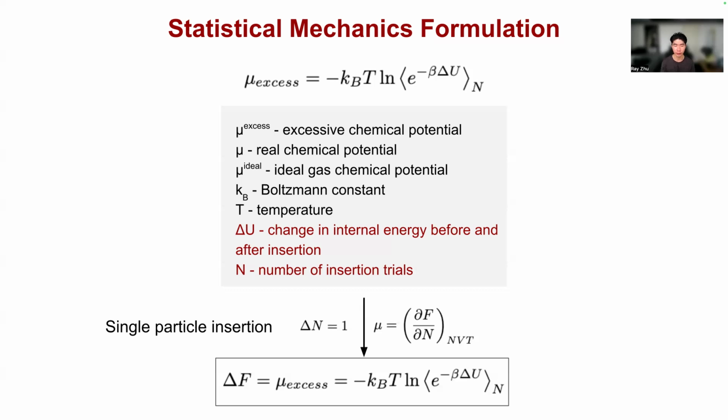And since we're dealing with single particle insertion, the change in the number of particles before and after the insertion is 1. So if you use the equation mu equals partial f partial n, and if delta n is 1, we get delta f equals mu excess, which is essentially given by minus k_B T ln of the ensemble average of e to the minus beta delta U. In this way, we can calculate the solvation energy of solute in a solvent.